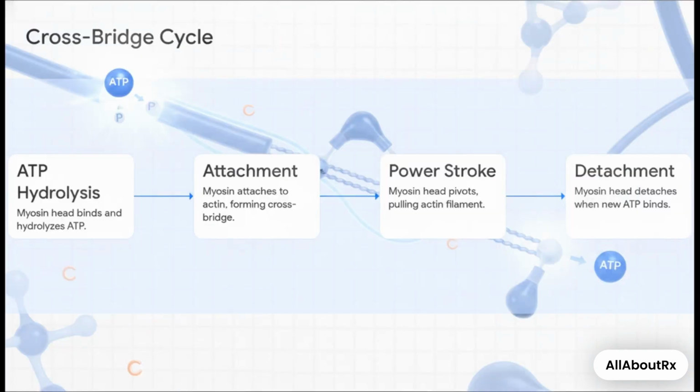Powered by ATP hydrolysis, the high-energy myosin head latches onto the actin, forming a cross-bridge. It then fires off a power stroke, literally yanking the actin filament toward the center of the sarcomere. The crazy part? It only lets go when a brand new ATP molecule binds to it. As this rapid cycle repeats, the sarcomere shortens. But remember, the filaments themselves don't shrink. They just slide past each other, meaning the A band stays beautifully and perfectly constant in width.